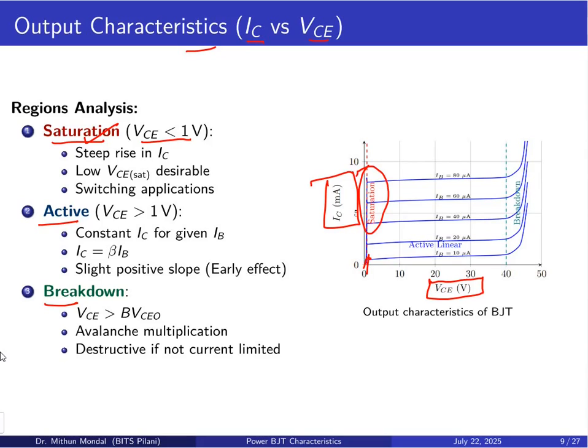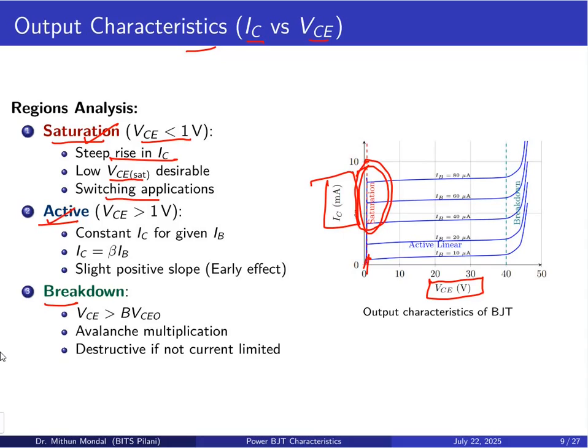In this region, the output characteristic curve has a steep rise in the collector current. The collector to emitter saturation voltage is low here, which is desirable, and it is used for the switching application. So if you require to use the BJT in the switching application, you go for the saturation region.